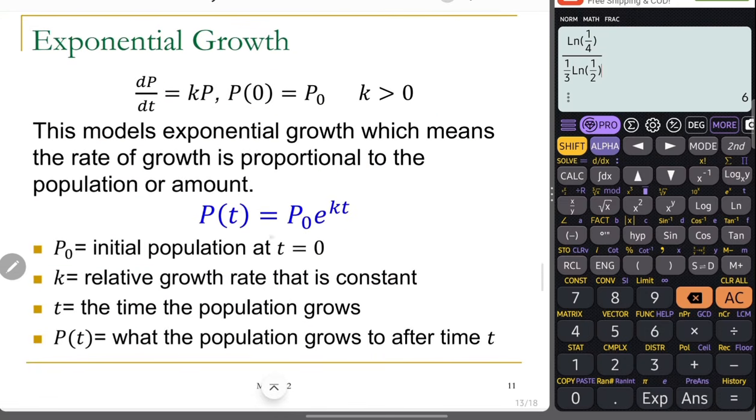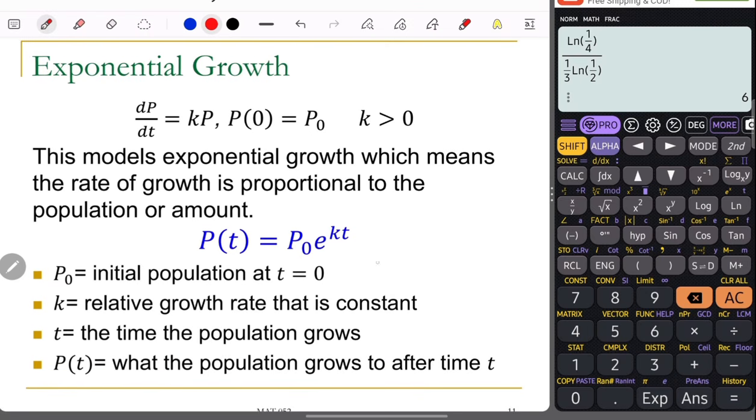So, p sub o is the initial amount or initial population. That is when the time is equal to 0. K is the relative growth or the proportionality constant. The small t is the time. And p here is the population or the amount at any time t.